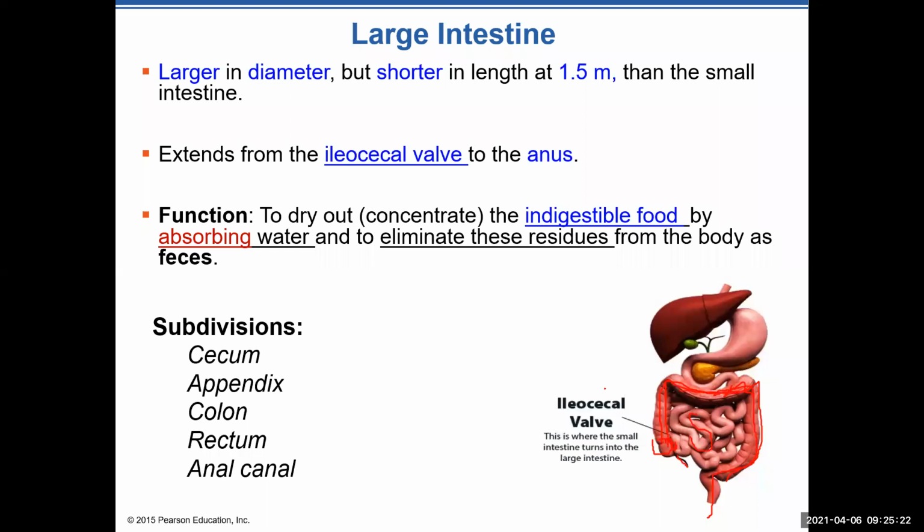So, what was I talking about? Yeah, we were talking about the absorption of water and electrolytes taking place in the large intestines, right? And finally, the last function of the large intestines is that the fecal matter is pushed forward towards the anus.